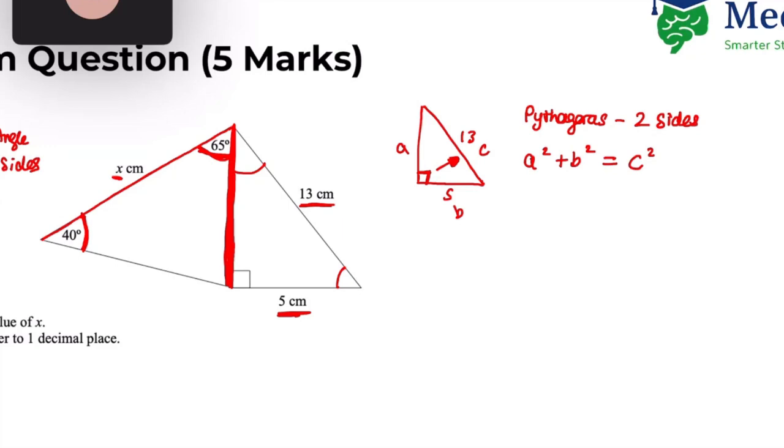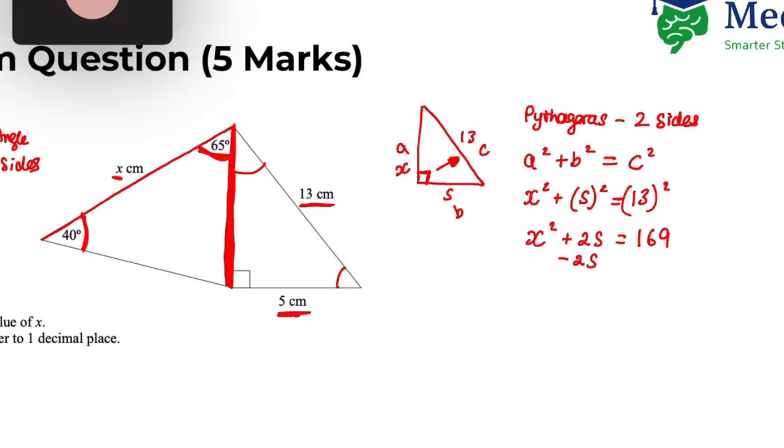If we substitute into our formula, a is the side that we need to work out, so we're going to have x squared plus b squared. b is 5, so we have 5 squared, and that's equal to c squared. c is 13, so we have it equal to 13 squared. Now, x squared is what we're working out. 5 squared is 25 and 13 squared is 169. If we rearrange to get x by itself, all we're going to do is subtract 25.